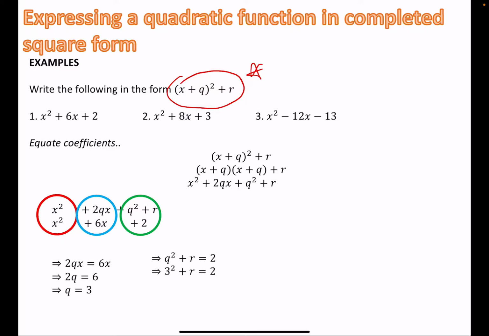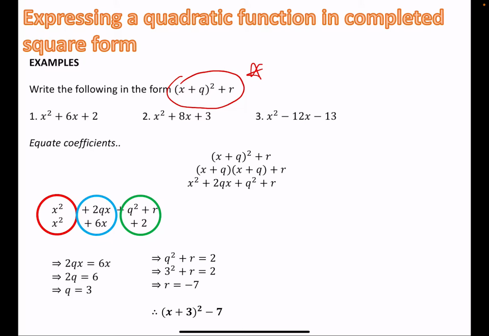It's going to be 3 squared plus r is equal to 2, in which case r is going to equal minus 7. What we've basically got there is 9 plus r equals 2, and then just solve it like an equation. Take away 9 from both sides, r will equal 2 minus 9, which is minus 7. And as long as I know what my q and my r are equal to, I can write my final answer. This is just x plus 3 all squared minus 7.